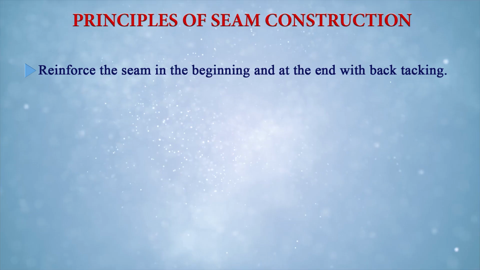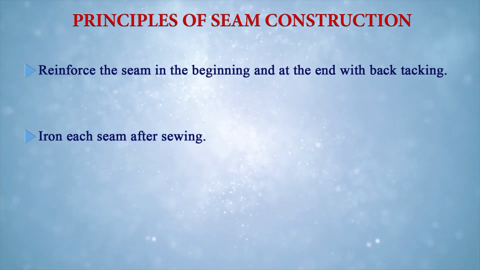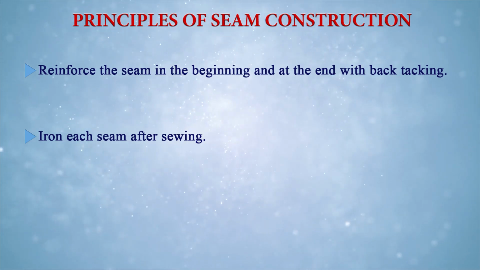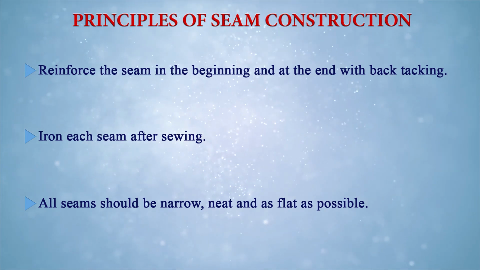And then iron each seam after sewing. When we have prepared the seam after sewing, just do the ironing to give a proper finish to the seam, and all seams should be narrow, neat and as flat as possible. So these are the basic principles which you should follow when you are constructing a seam on a garment.